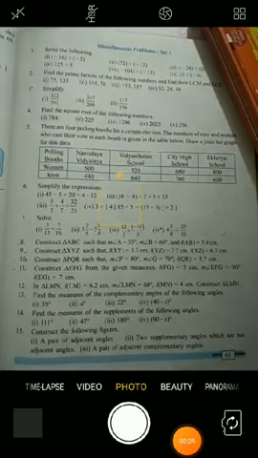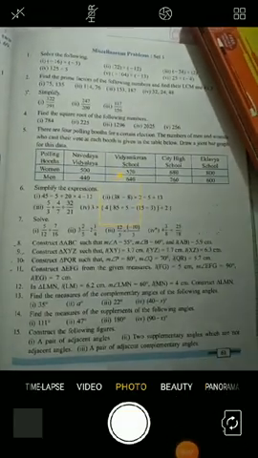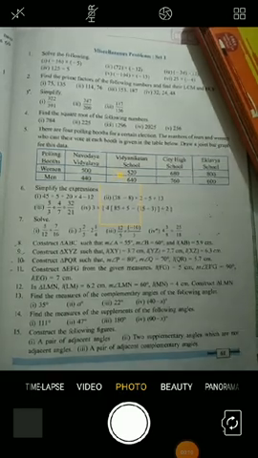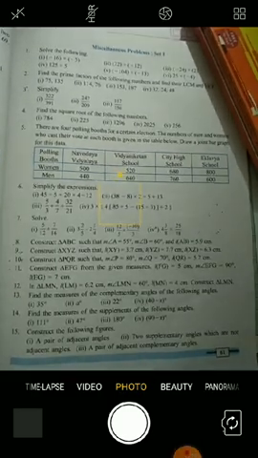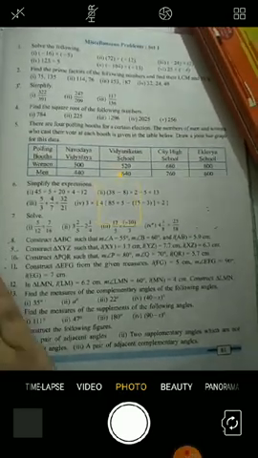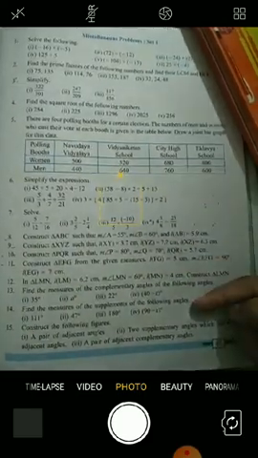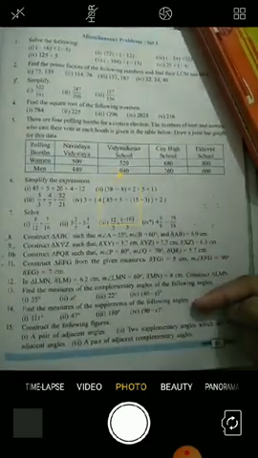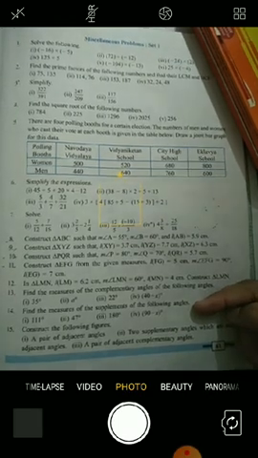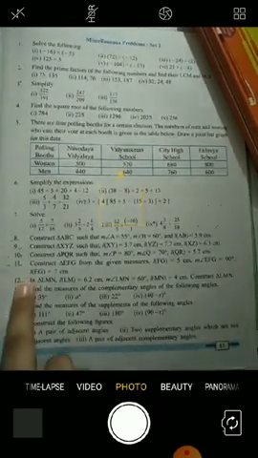Hello my dear students, today we are going to do miscellaneous problem set 1. After practice set 36 it is given. These are all the sums which we have done from practice set 1 to practice set 36. So today we are going to do till 12.